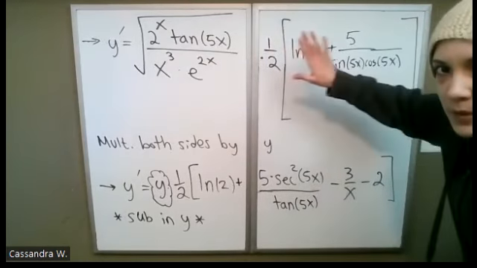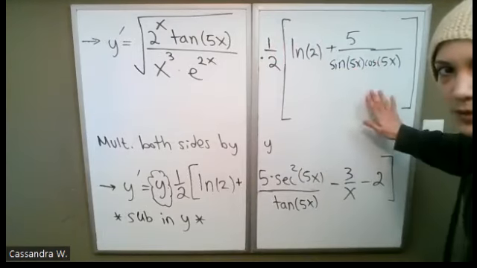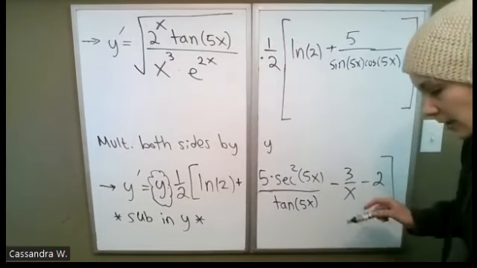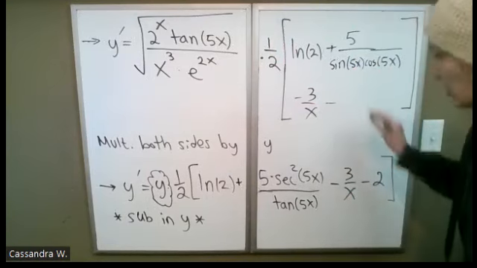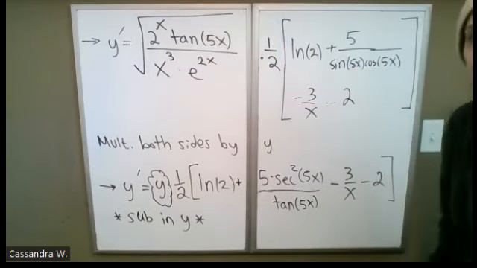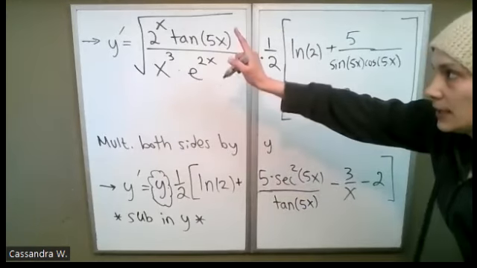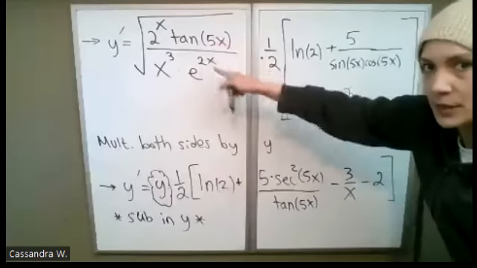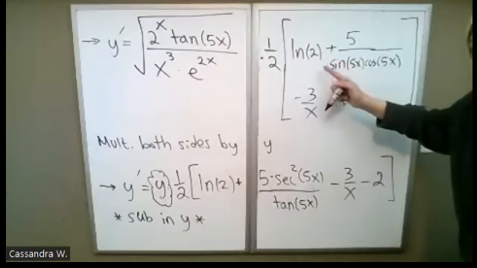If you're writing this on paper, I would suggest you just continue going this way, but I've run out of room and we have 2 more terms to subtract, that 3 over x and a 2. Okay, that's your answer. y prime is y, but substitute what y is equal to, multiply with 1/2. We got this.